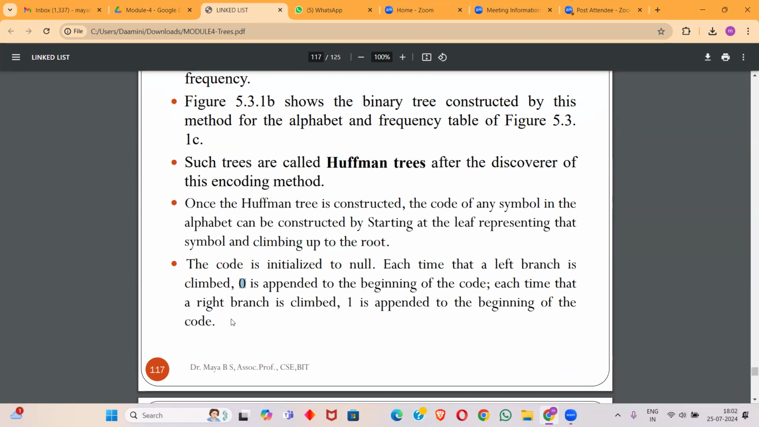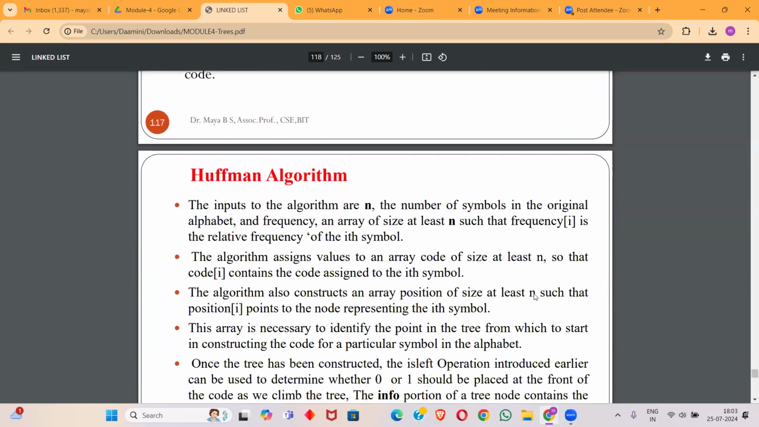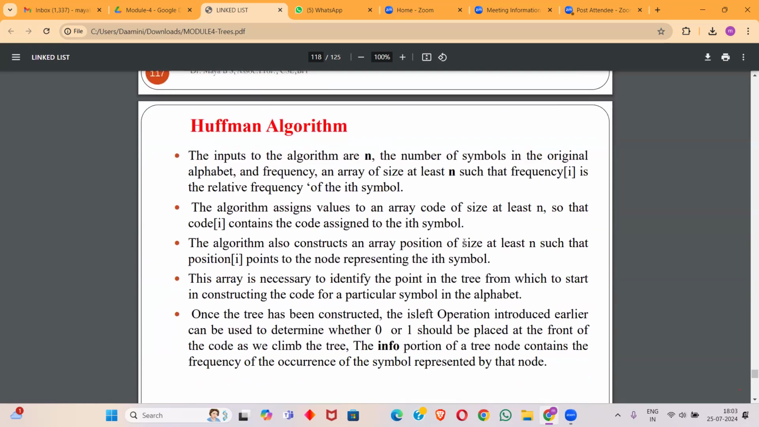Each time the right branch is climbed, it is called a 1, appended at the beginning of the code. This is the method: left is 0, right is 1, as we climb up towards the root. So in the Huffman algorithm, we will be assigning 0 and 1.